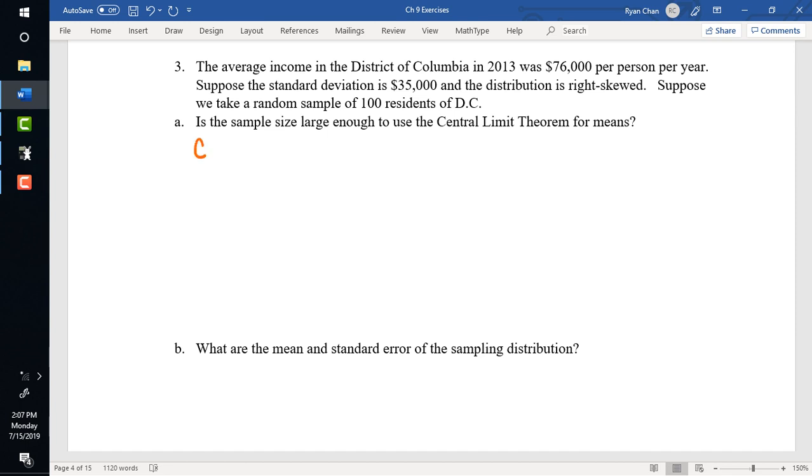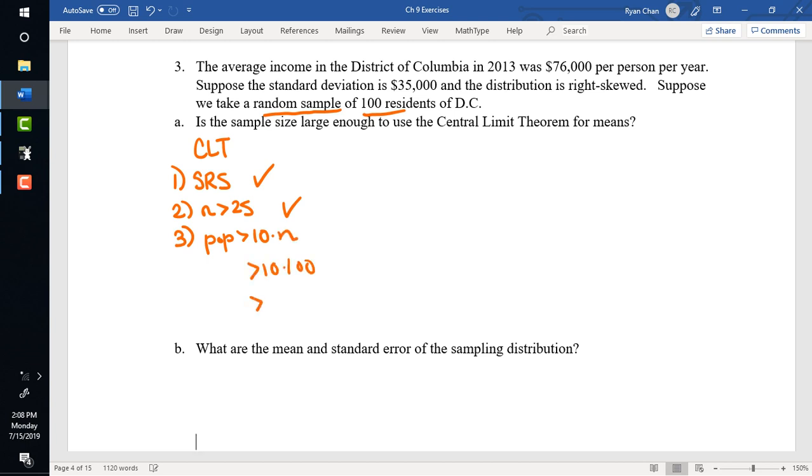So we're going to try to see if we can use central limit theorem. Simple random sample, which it does, it says it right here. Second rule is n is greater than 25. Yes, because I have a sample of 100. And then the third rule is the following. I'm going to see if my population is greater than 10 times n, in this case 10 times 100. Now here's the thing: I don't know the population of DC, but I'm pretty sure it's larger than 1,000. So we would say yes, we can use central limit theorem. Even though it's right skewed, I can use central limit theorem, and it's going to turn normal, because of central limit theorem.